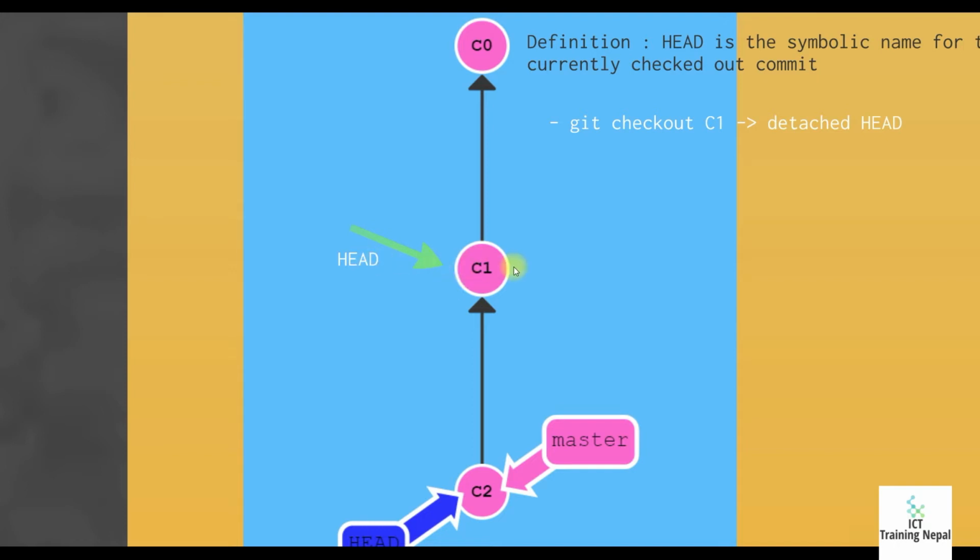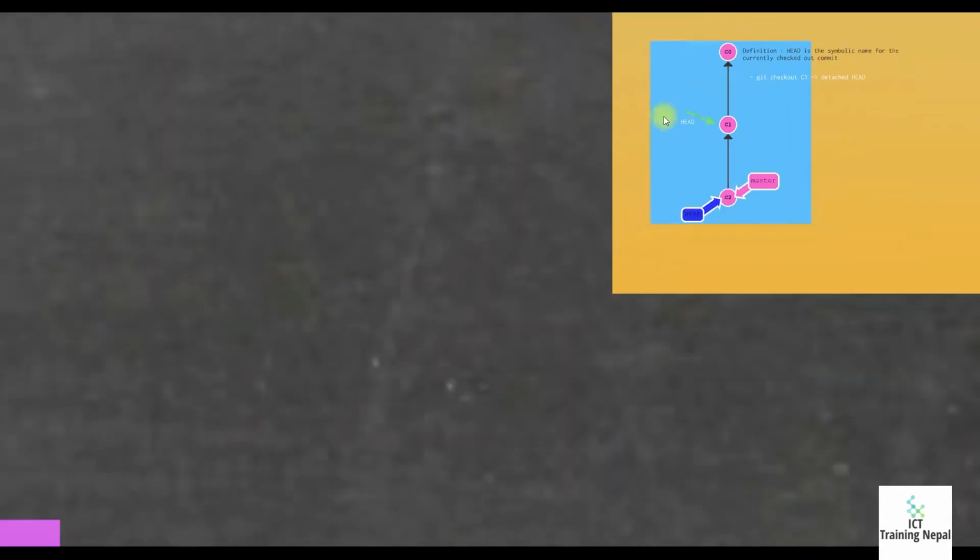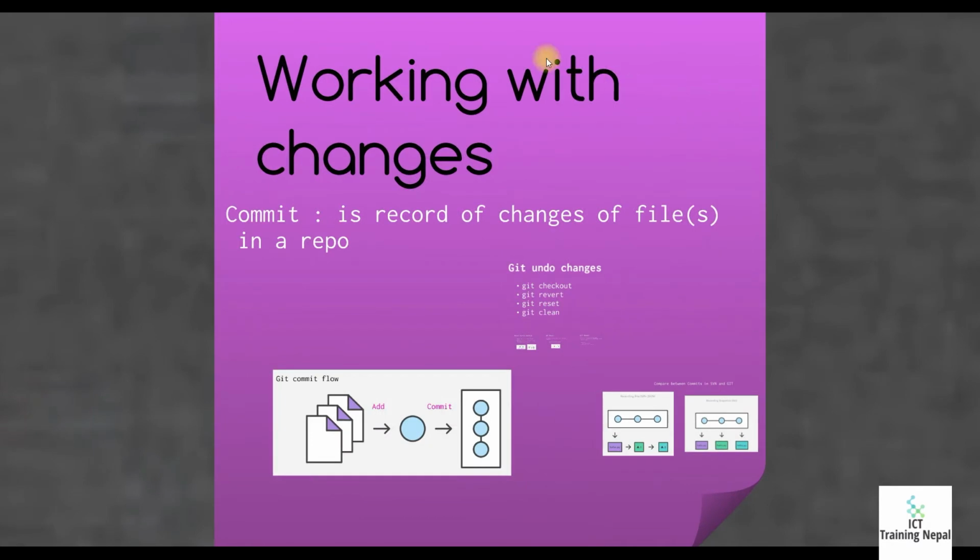Git checkout means it will be here. There are some confusing things. If you say git checkout and you do C1, it will be here, and if you say git checkout C2, it will be here. This is the type of the branch. You have to create the branch first. So let's move forward to working with changes.